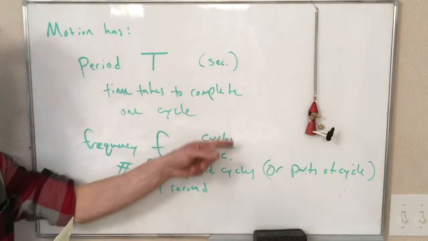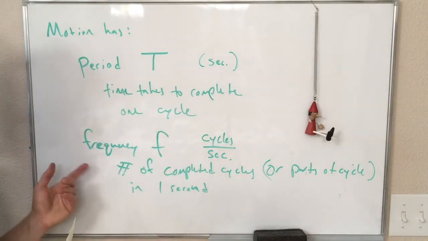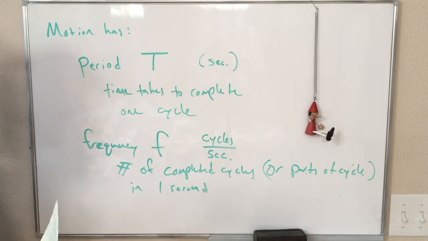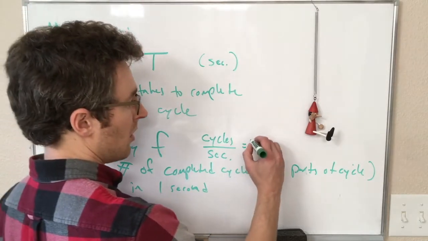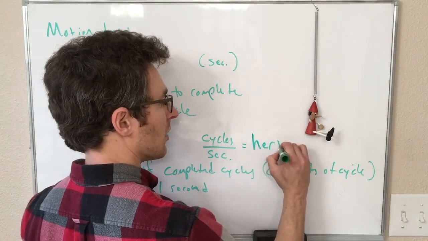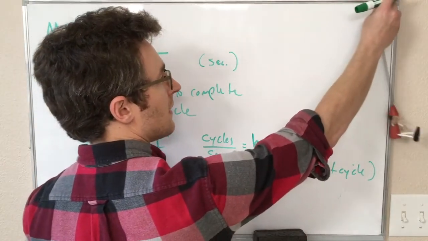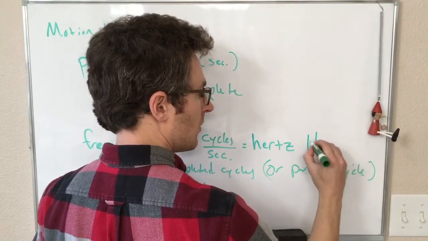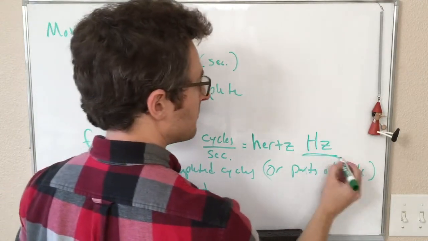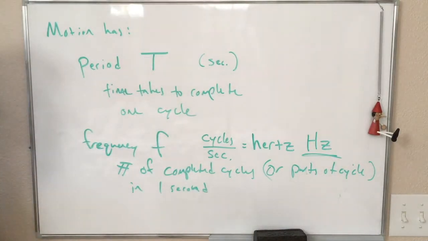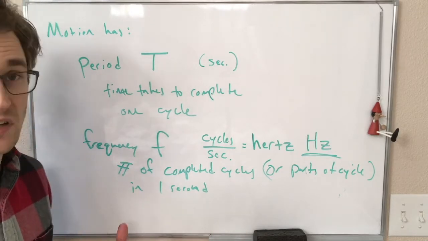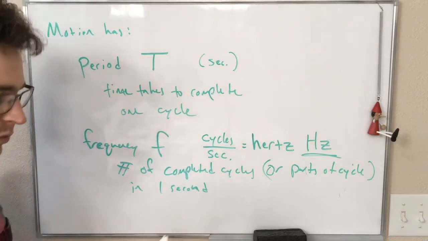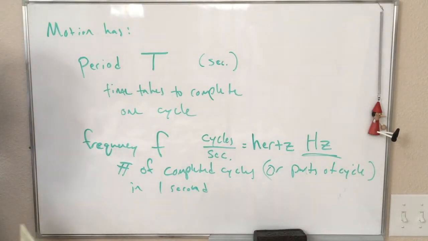And this is an important enough idea, and this comes up so many times in so many different parts of physics, frequency has its own unit. So 1 cycle per second is given the name of hertz, H-E-R-T-Z, and that is abbreviated capital H, lowercase z. So hertz are our units of frequency, but 1 hertz just means something is happening once per second. 100 hertz means something is happening 100 times per second, 100 times in 1 second, and so on.